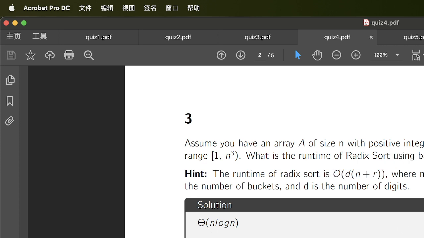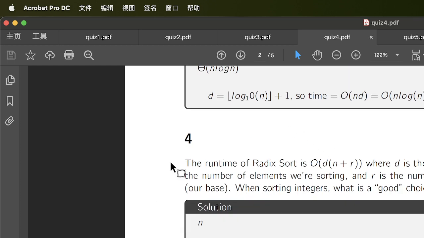So d is equal to log base 10 of n cubed, plus 1. So we simply ignore the constant, and the time would be O of n d, and d is log n, so it's n log n. Yeah, we can get this. And question 4, the runtime of Radix sort is this. I won't repeat this again.